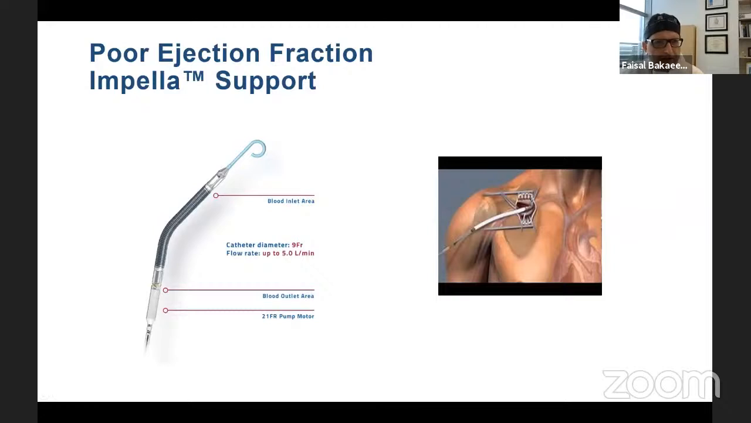What about poor EF? If a patient comes in with a really low ejection fraction, sometimes we do an impeller-assisted CABG, whereby we support the heart perioperatively. And if the heart recovers, we remove the impeller. If the heart doesn't recover, then we consider long-term mechanical support or transplantation.